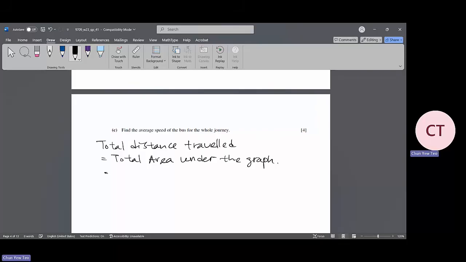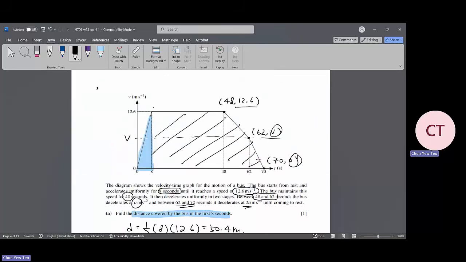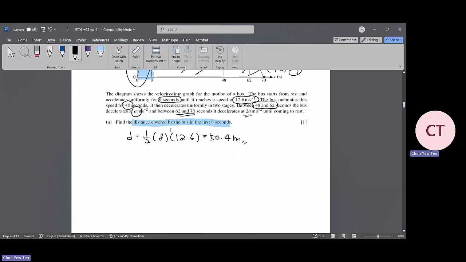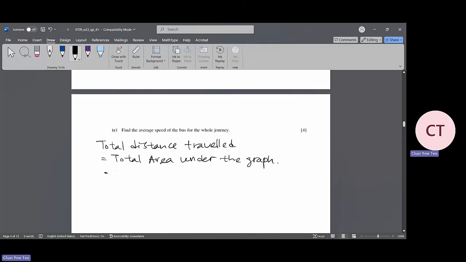So the formula: the first part is a triangle. Just now, we know this part is 50.4 already. The second part is a rectangle. The height is 12.6 multiplied by the width, which is 40. And then the third part is a trapezium, half times the A.